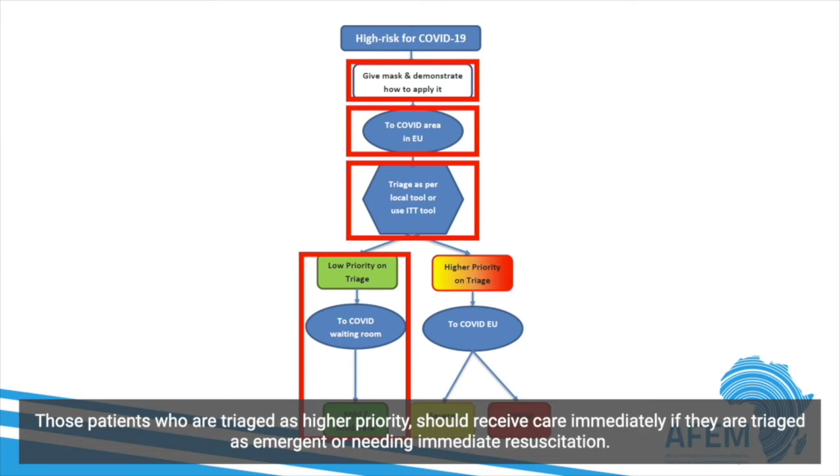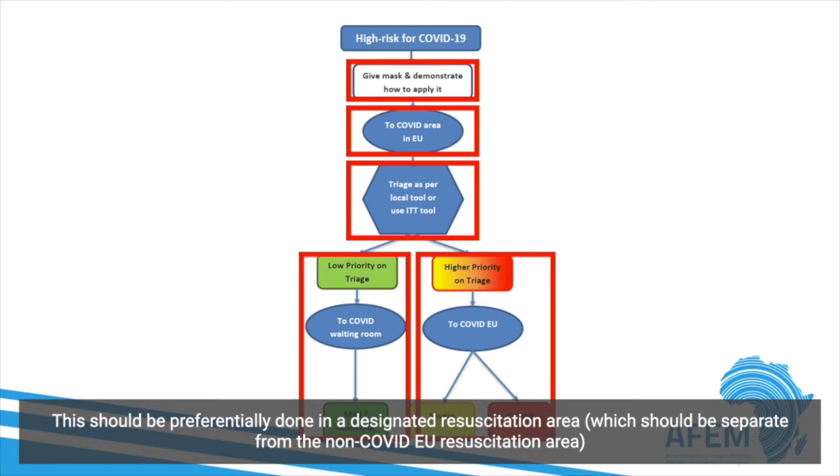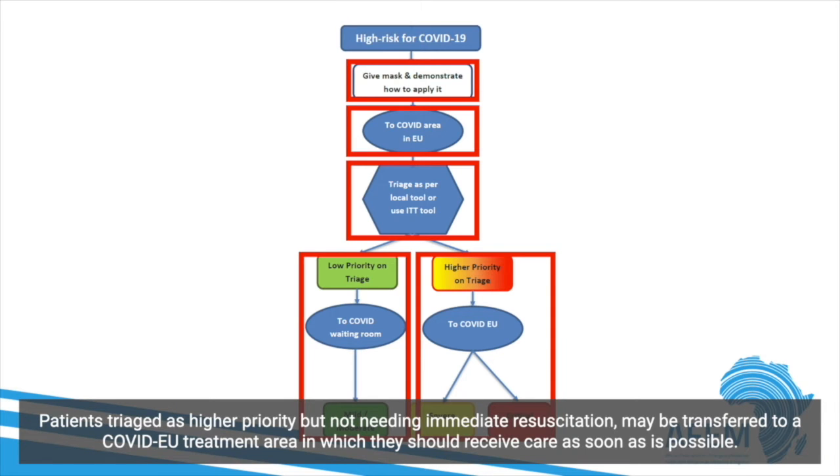Those patients who are triaged as higher priority should receive care immediately if they are triaged as emergent or needing immediate resuscitation. This should be preferentially done in a designated resuscitation area, which should be separate from the non-COVID EU resuscitation area. Patients triaged as higher priority but not needing immediate resuscitation may be transferred to a COVID EU treatment area, in which they should receive care as soon as is possible.